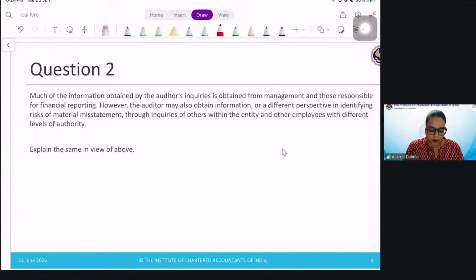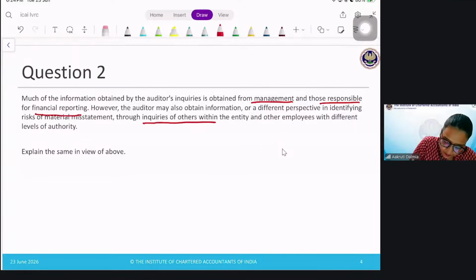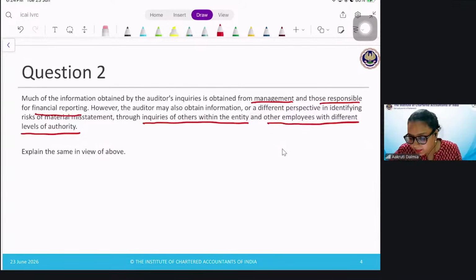Question number 2. Much of the information obtained by the auditor's inquiries is obtained from management and those responsible for financial reporting. However, the auditor may also obtain information or a different perspective in identifying risk of material misstatement through inquiries of others within the entity and other employees with different levels of authority. First, tell me, is it possible to talk to people other than management? Can we talk to people other than management?